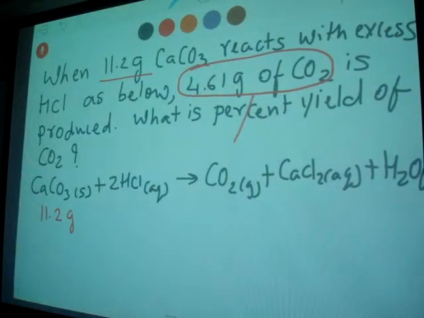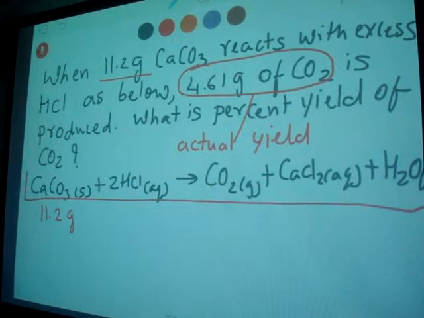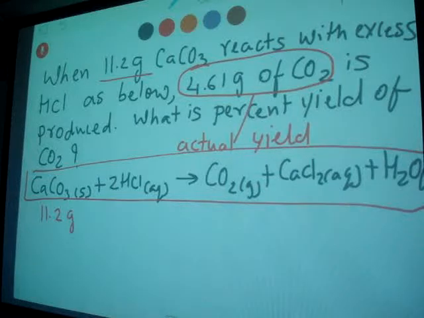So that is actual yield that is given. We need to calculate theoretical yield. Theoretical yield we can calculate through balanced equation. That means we convert grams to moles of CaCO3, and then we convert to grams of CO2, right?